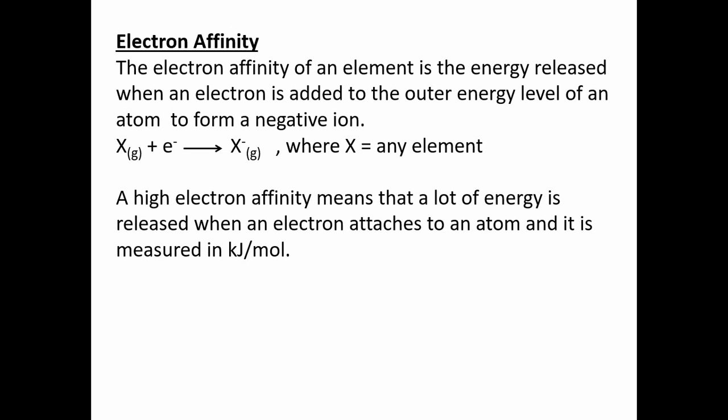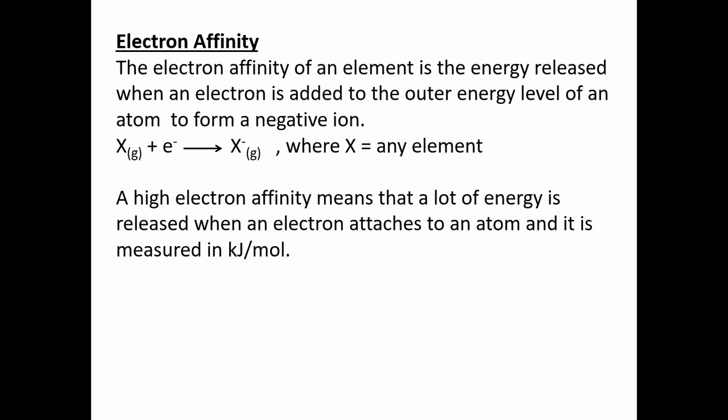A high electron affinity means that a lot of energy is released when an electron attaches to an atom, and it's measured in kilojoules per mole. So for example, fluorine, on the other hand, will very happily take another electron to mimic neon.